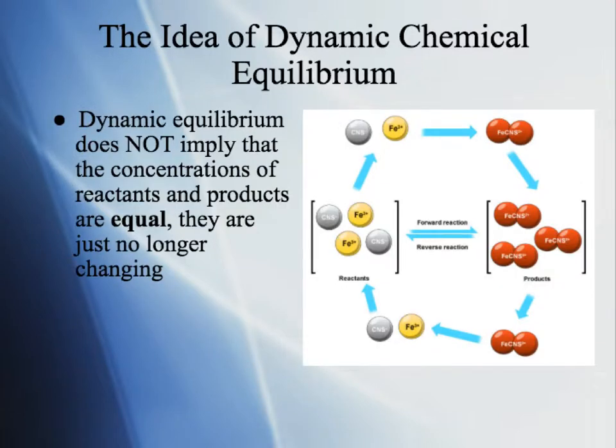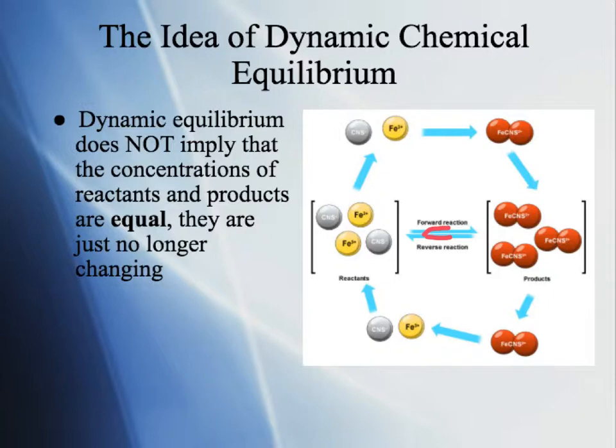All right, so dynamic equilibrium does not imply that the concentrations of the reactants and products are equal. It just means the forward rate and the reverse rate are equal. So it doesn't mean that we have 2 moles of reactants and 2 moles of products, that those are equal. It just means that we're making the same amount of product as the reverse reaction is degrading back into reactants.